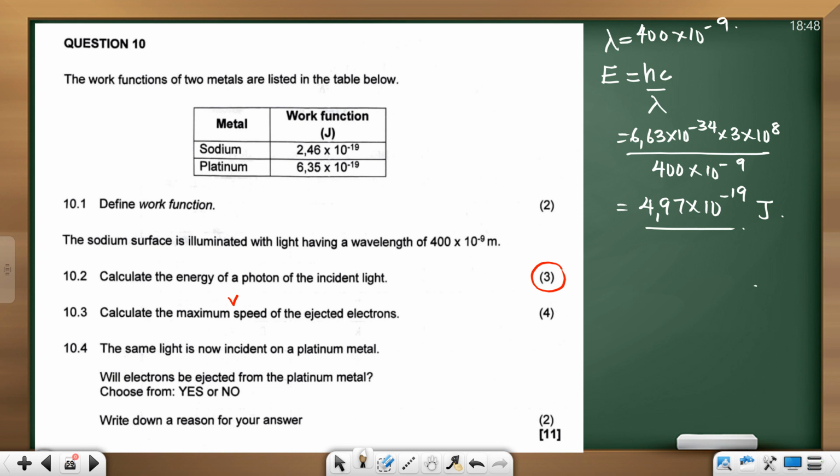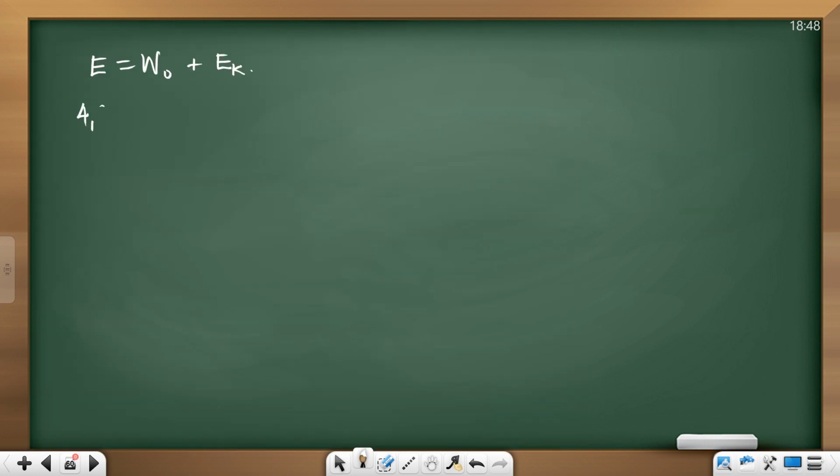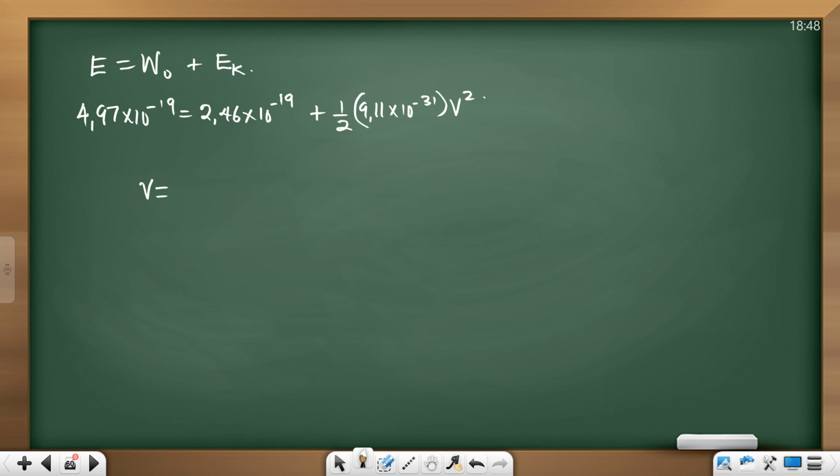This is a lot easier. 4.97 and 2.46. 4.97 times 10 to the power negative 19, 2.46 times 10 to the power negative 19, plus half. What is the mass? 9.11 times 10 to the power negative 31. And, come on, people, V squared. I'm just going to go straight to the answer. I'm not even going to talk.